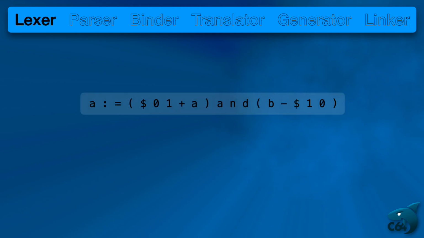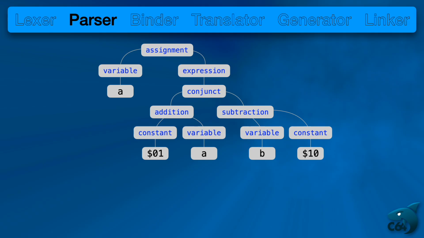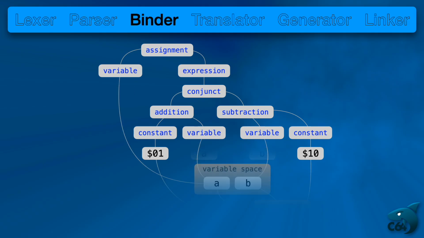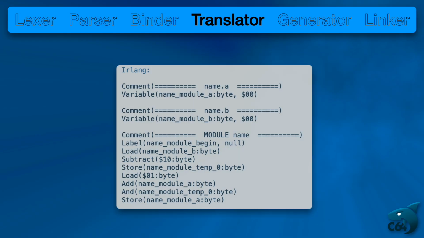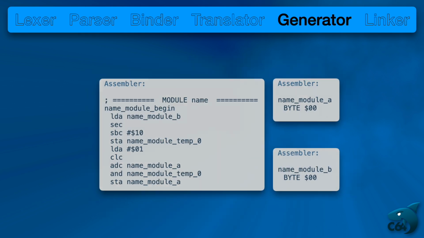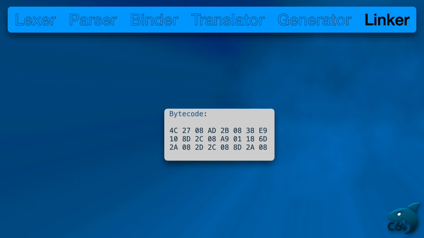So now that the linker has been added to the compiler, the processing chain has 6 distinct steps: a lexer, a parser, a binder, a translator, a generator, and a linker. The lexer groups source code characters into a sequence of tokens. The parser builds a syntax tree from the sequence of tokens. The binder builds an object graph from the syntax tree. The translator turns the object graph into a program fragment. The generator produces a bytecode fragment from the program fragment. And lastly, the linker allocates and relocates all the bytecode fragments to form the final program bytecode.